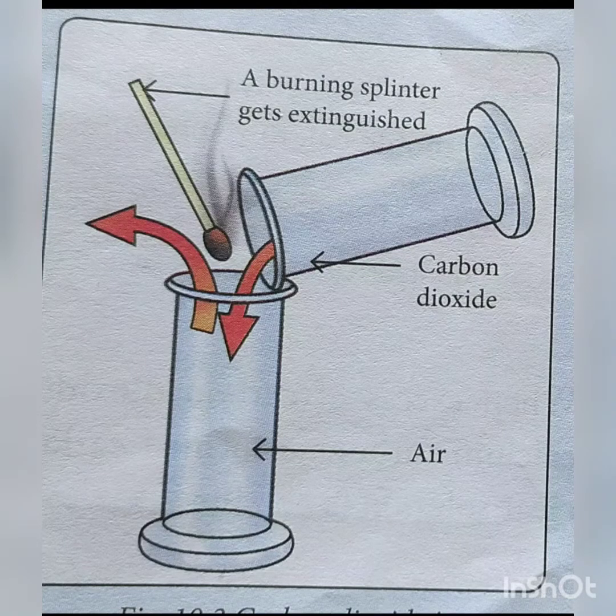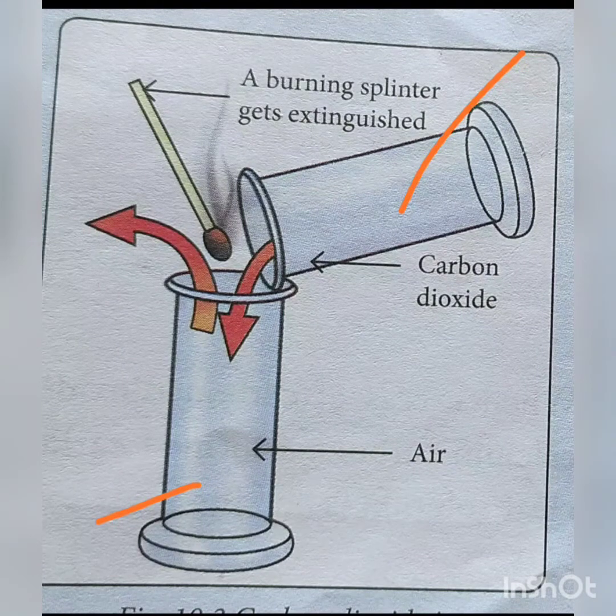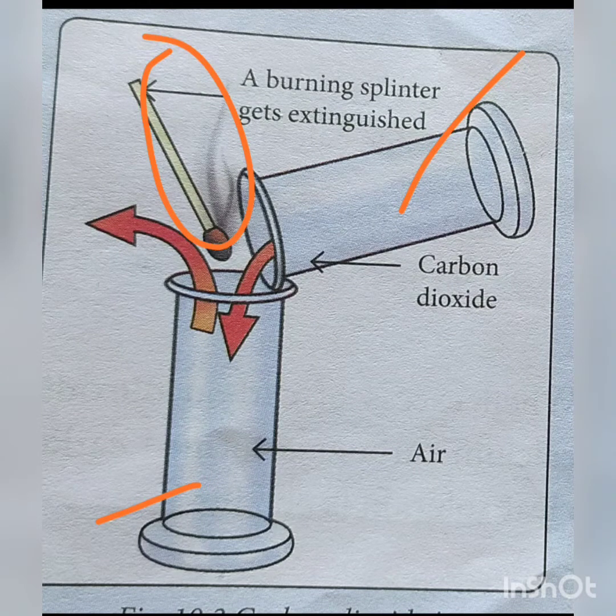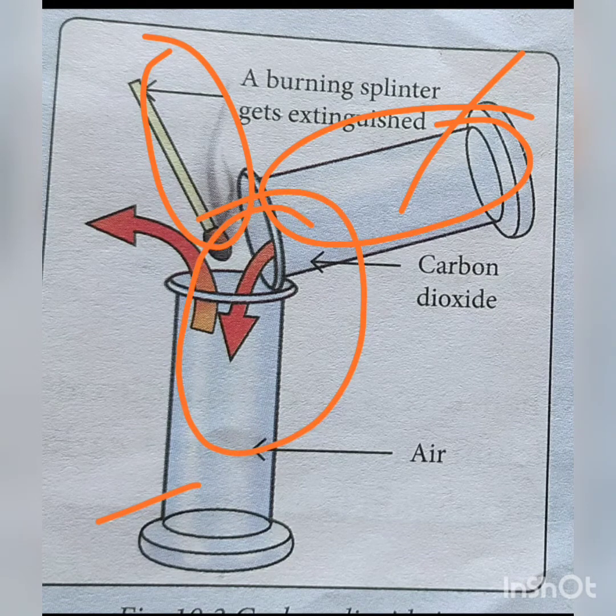Now we will do an activity to show that carbon dioxide is heavier than air. For this, the materials required are a gas jar containing the carbon dioxide gas, an empty jar containing air, and a burning splinter. The method followed is, we take a gas jar containing the carbon dioxide gas, tilt it over the empty jar containing air. Keep it in this position for some time.